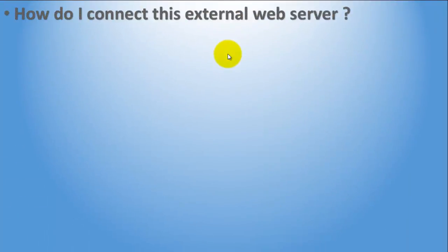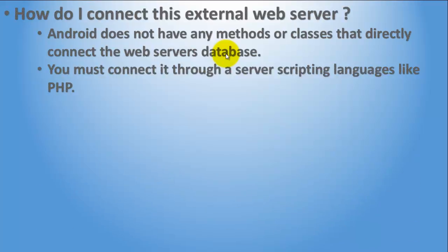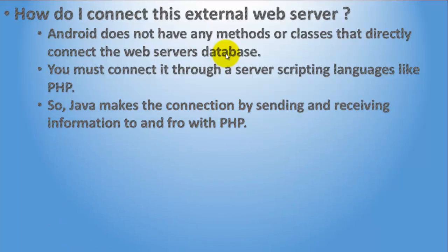Okay, how do I connect this external web server? Android does not have any methods or classes that directly connect to the web server's database. Then how do I connect it? You must connect it through a server scripting language, just like PHP. I would send the information, my username and password, to the PHP, and this PHP is going to make the connection with the database, check the credentials and return the result back to the Android device. So if you are using Java, you make the connection by sending and receiving information to and fro with the PHP script. This PHP will also be available in your web server.